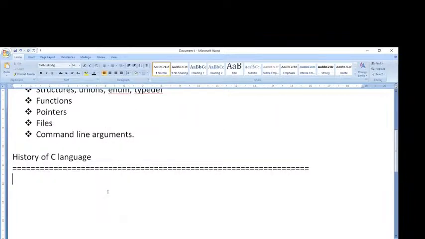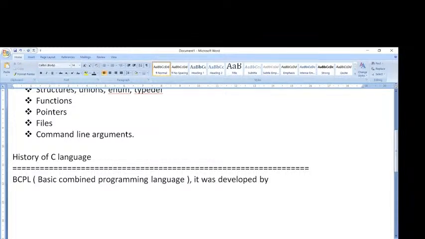There are so many high level languages. One programming language is BCPL. BCPL stands for Basic Combined Programming Language. It was developed by Martin Richards.